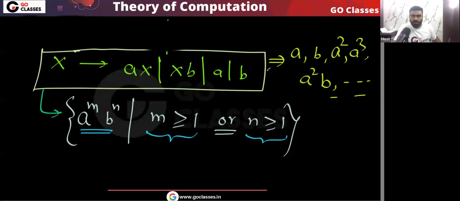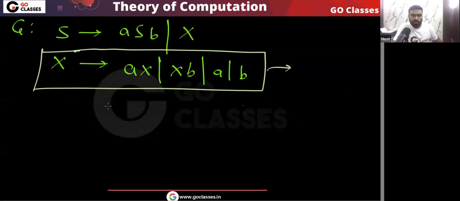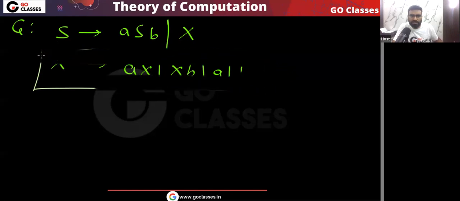Very simple point. Now once you have found what x is generating, tell me what S will generate. Let me know. You just forget about x because we already know what x will generate. So now tell me what S will generate here. You can see this S, either I can replace it with x, or I can replace it with aSb.